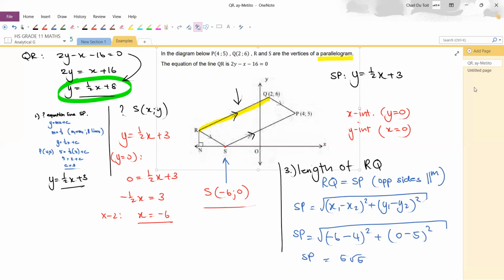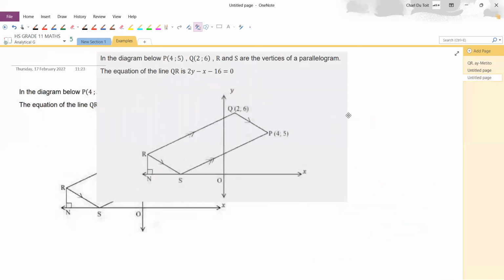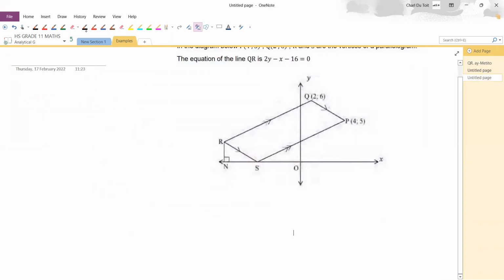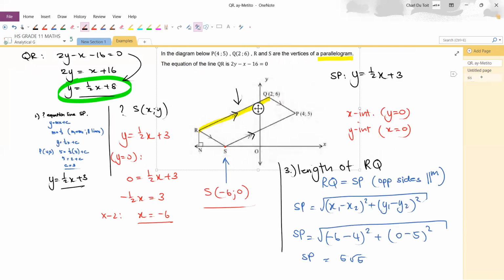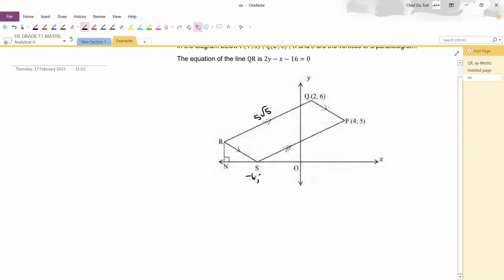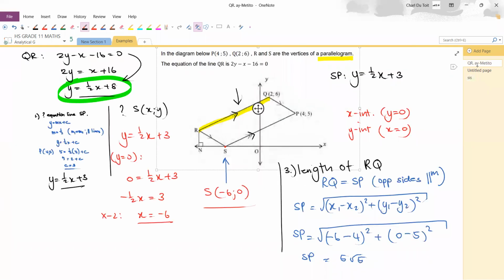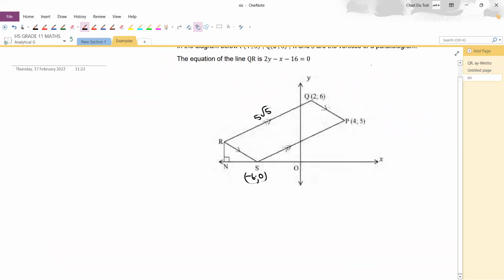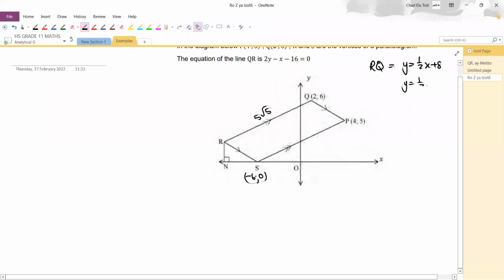So what we've done is the following. We've actually calculated the length of SP or RQ. That was 5 √5. We got this coordinate as -6 and 0. And we got the equations here. RQ is y equals half x plus 8, and the other one is y equals half x plus 3. This is SP. And then we have both of those lengths.